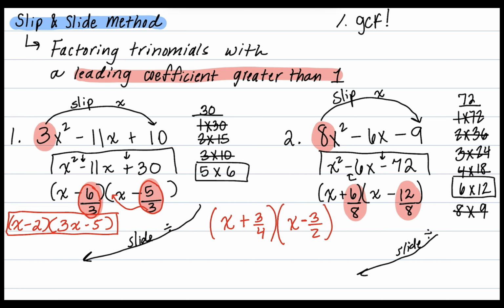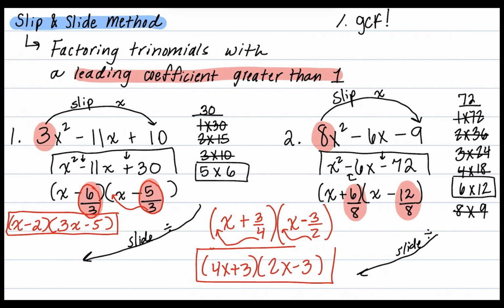That can be reduced to 3/2. Now that I have fully reduced these, I can take the denominator and slide it up to become the coefficient in both of these examples. My final factors are going to be 4x plus 3 and 2x minus 3. Now I factor the trinomial. If I want to see if either of these answers were correct, I could always FOIL it back out or use box method and see if I produce the original trinomials. In both cases, I will.